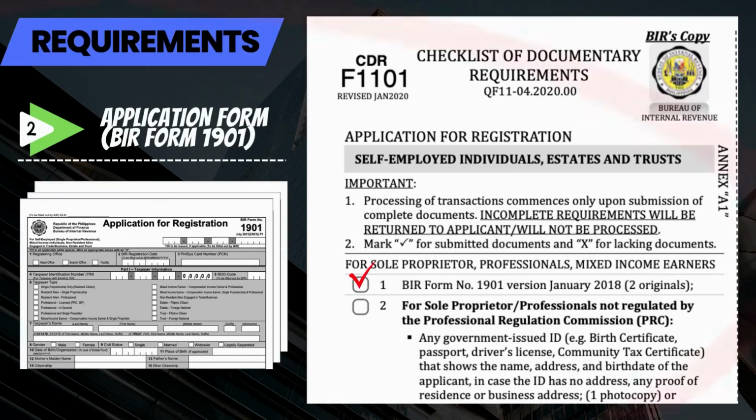The second requirement is the application form called BIR Form 1901. For everyone's reference, we provide a link of all updated forms and we will discuss how to complete this in the latter part of this video.